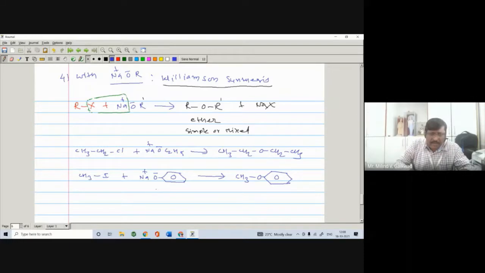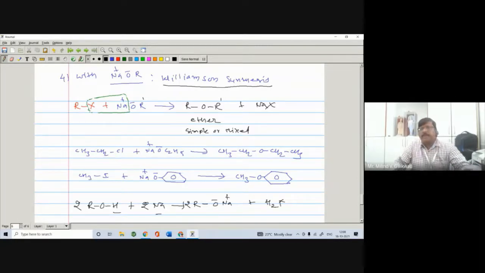The question arises, how can you prepare this sodium alkoxide? Sodium alkoxide preparation is very simple. Simply by reaction of two molecules of alcohol, ROH, with two molecules of sodium. Then the sodium and hydrogen react, and there is formation of two molecules of sodium alkoxide, and two hydrogen, meaning hydrogen gas gets evolved. So in this way we can prepare such type of compound.